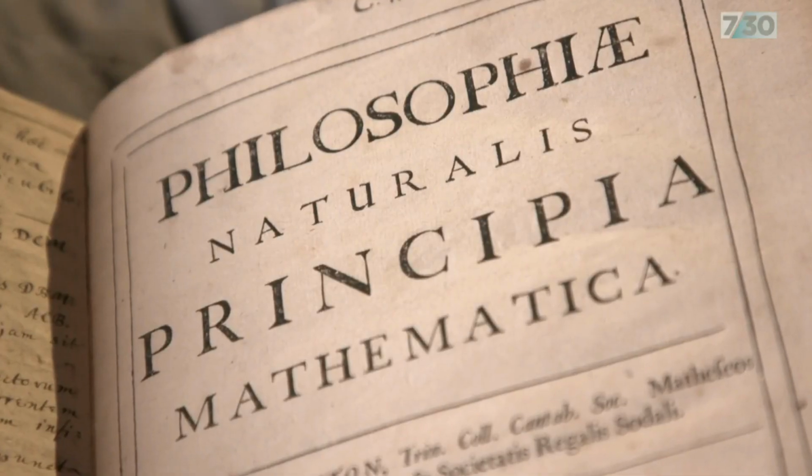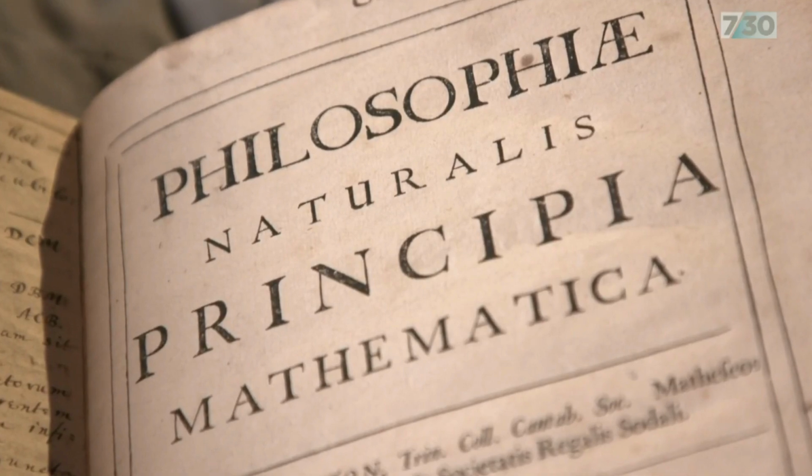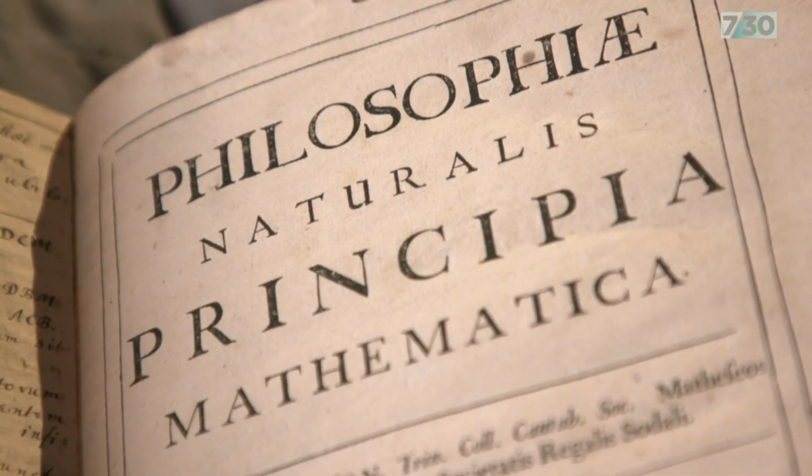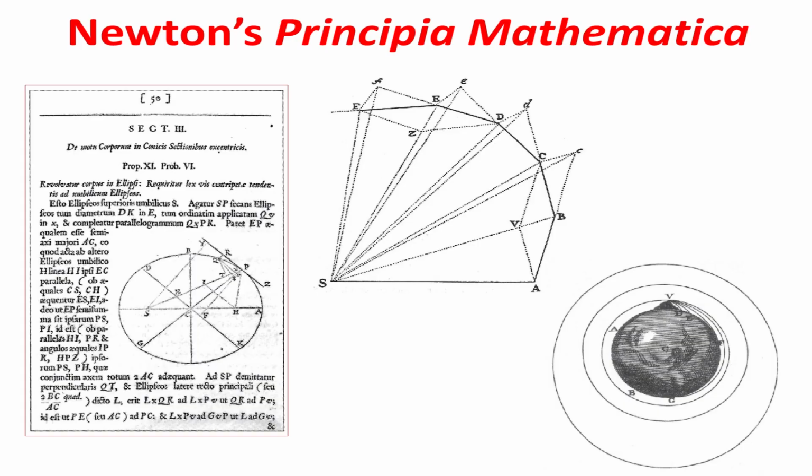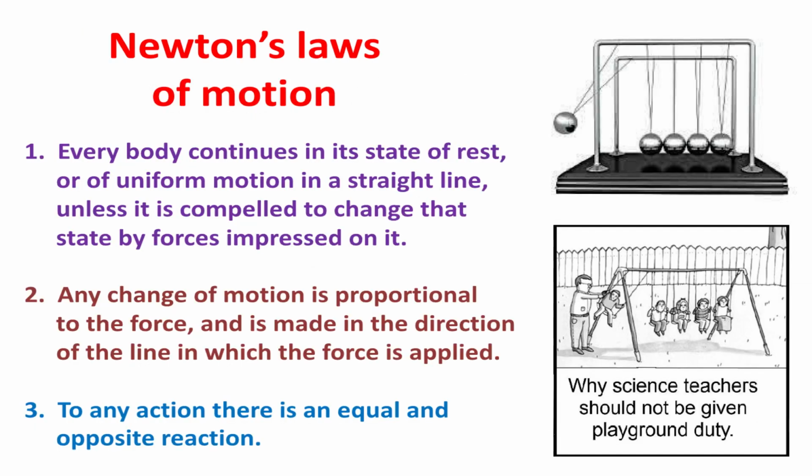His approach used ideas from geometry, with forces, velocities, acceleration, distances, and times, all represented by lines and areas. Newton began the Principia with his three laws of motion.